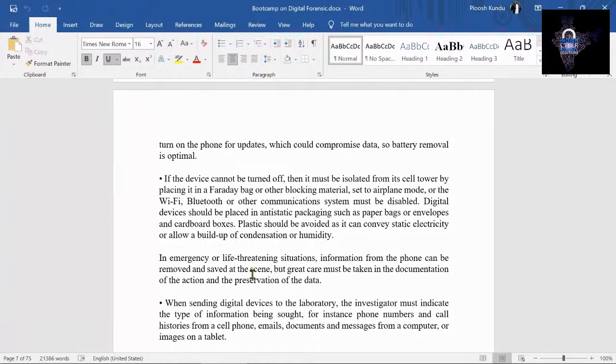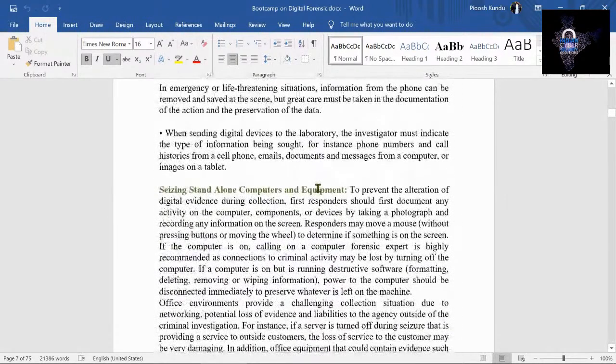In emergency or life-threatening situations, the information from the phone can be retrieved and saved at the scene, but great care must be taken in documenting the actions and preserving the data. When sending digital evidence to the laboratory, investigators must indicate the type of information being sought, for instance phone numbers and call histories from cell phones, emails, documents, and messages from computers, or images on a tablet.